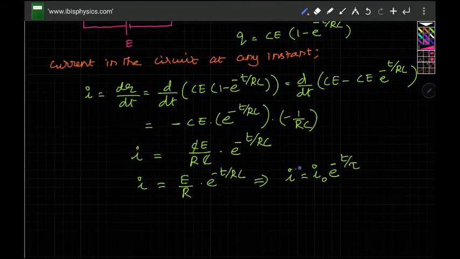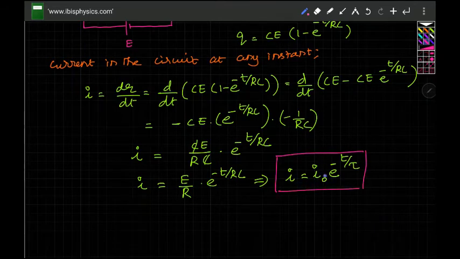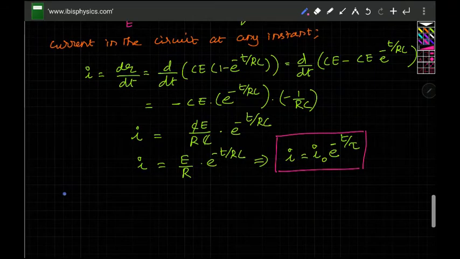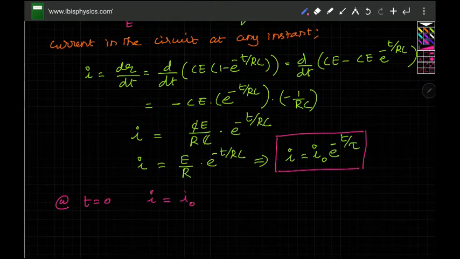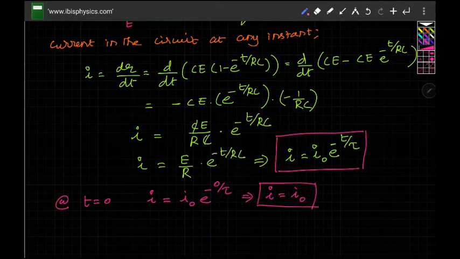This is the next equation we have got, for current. Do not mix it up with Q equal to Q naught into 1 minus e power minus t by tau. This is I naught into e power minus t by tau. What happens when t is equal to 0? At t equal to 0, I is equal to I naught e power minus 0 by anything, and anything power 0 is 1. So finally I is equal to I naught. At the instant when you close the key, the current in the circuit is maximum.